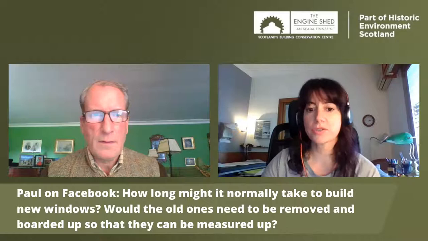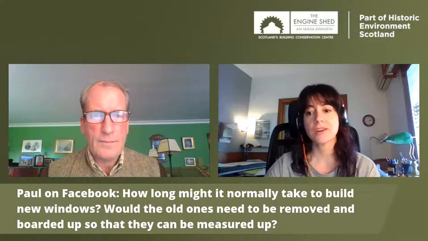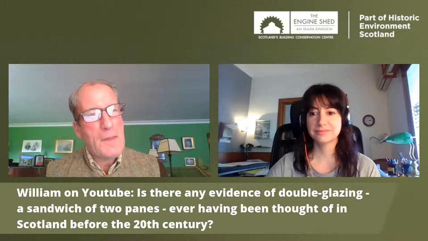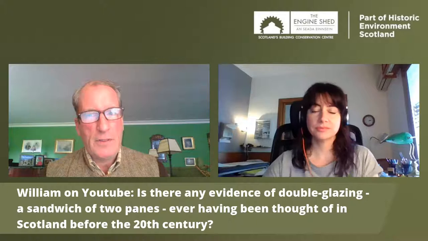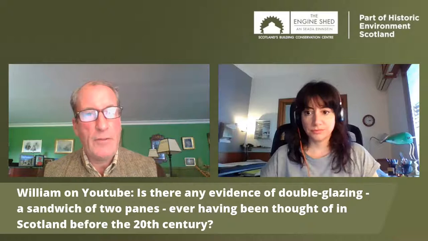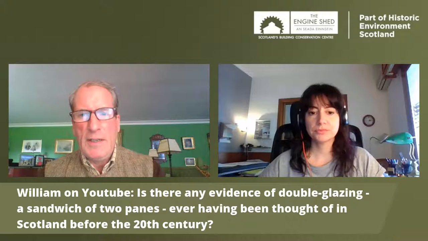There's a question from William on YouTube, whether there is evidence of double glazing, like a sandwich of two panes, ever having been thought of in Scotland before the 20th century. I don't think so, but in Sweden they were doing various layers in the late 19th, early 20th century, but their thermal imperative was slightly higher. I think probably in Scotland we went for shutters and roller blinds as a way of managing light and temperature, which Lila will touch on.